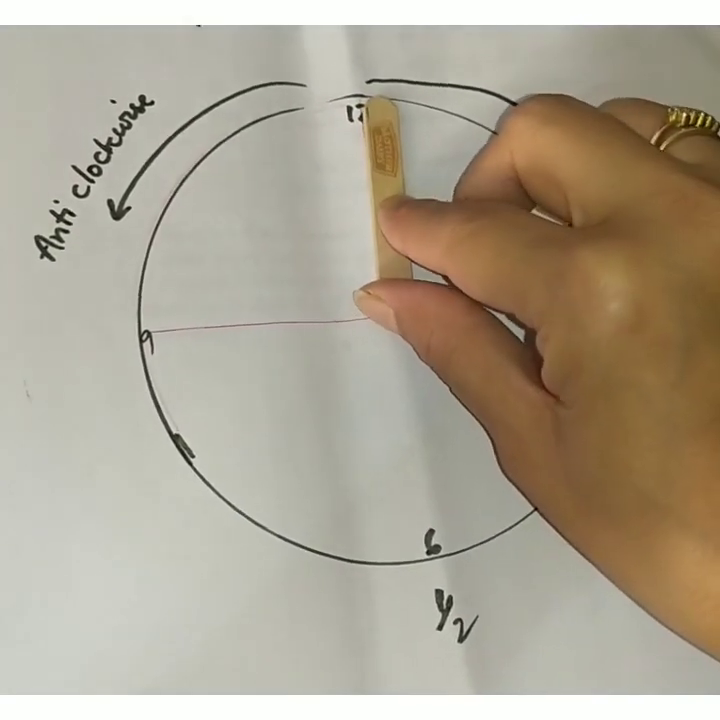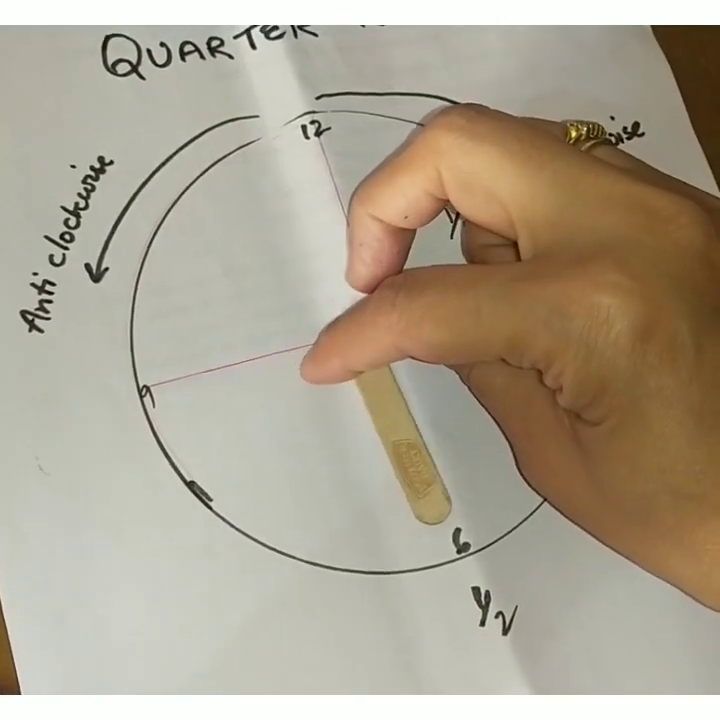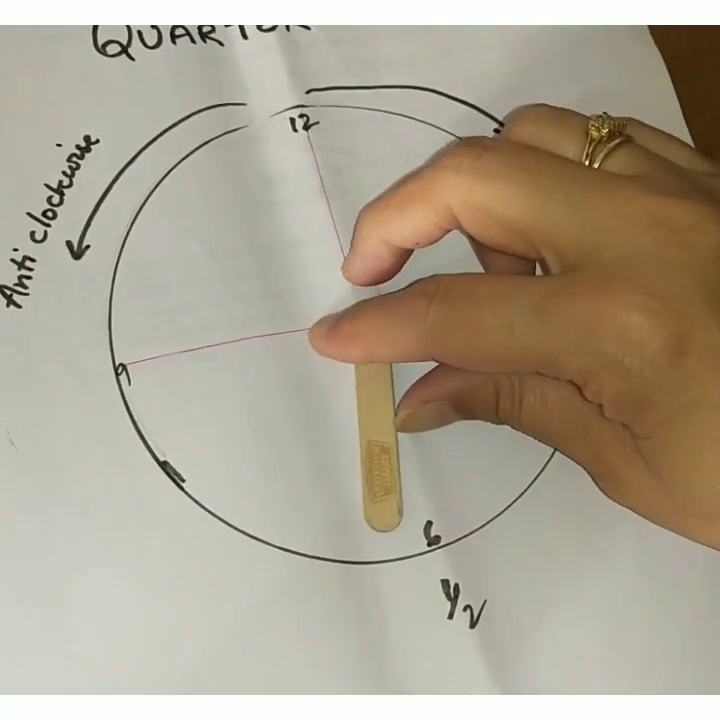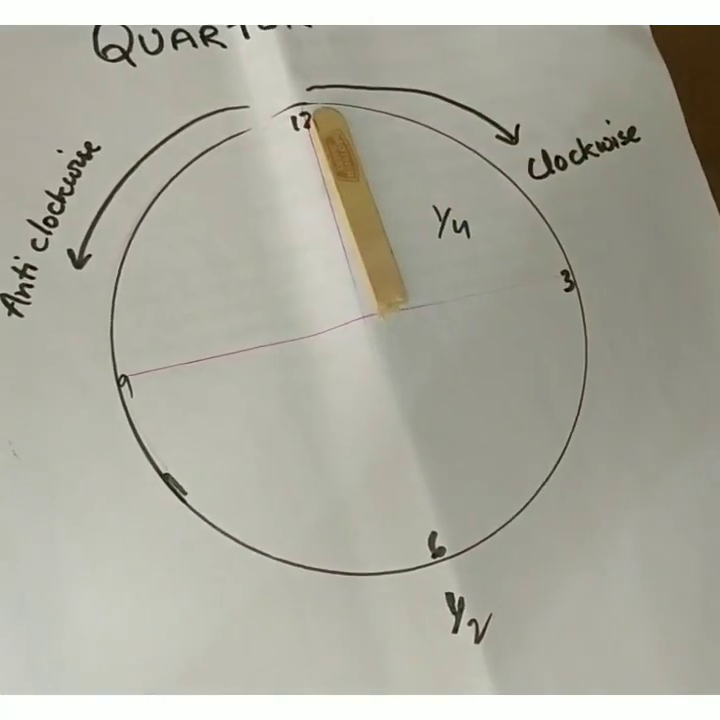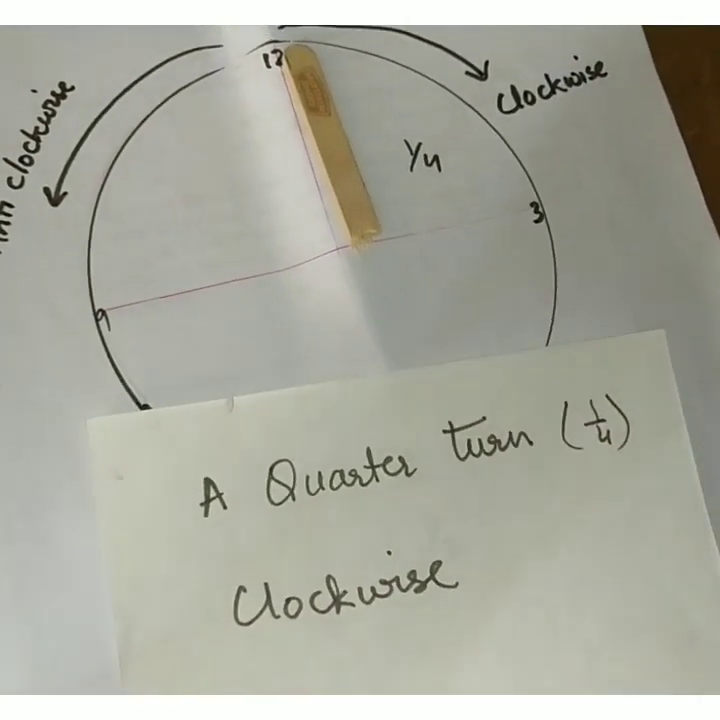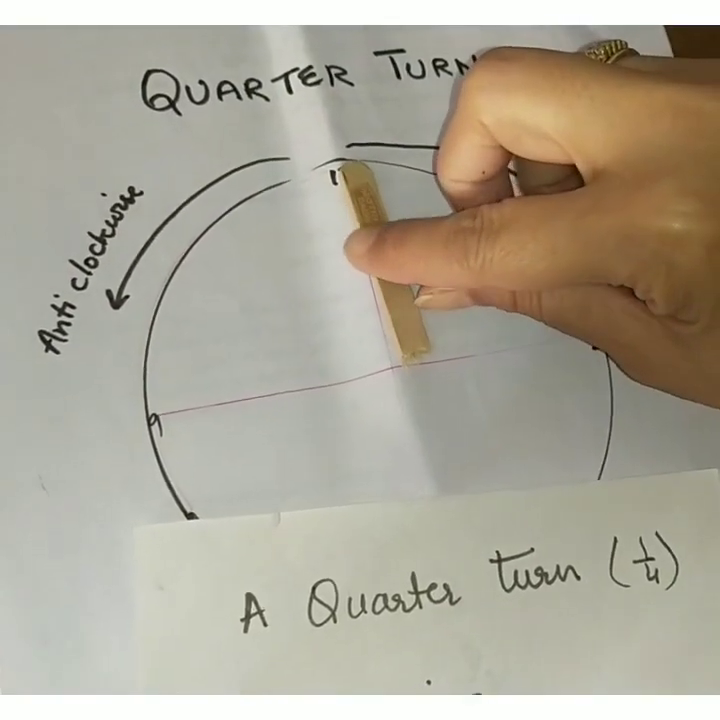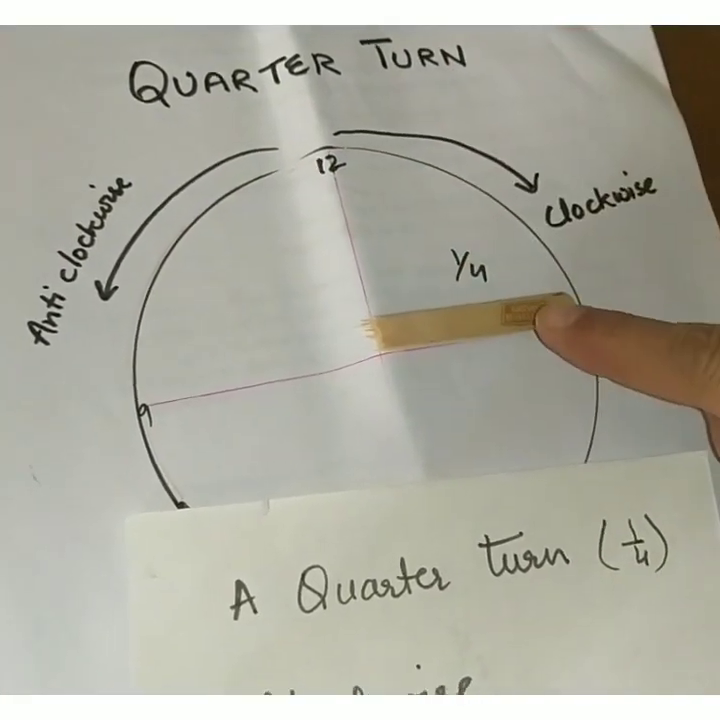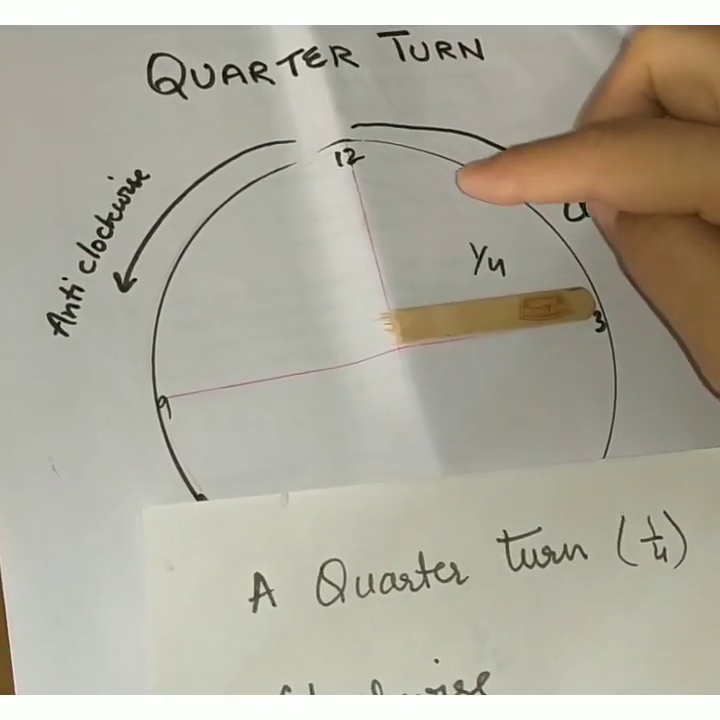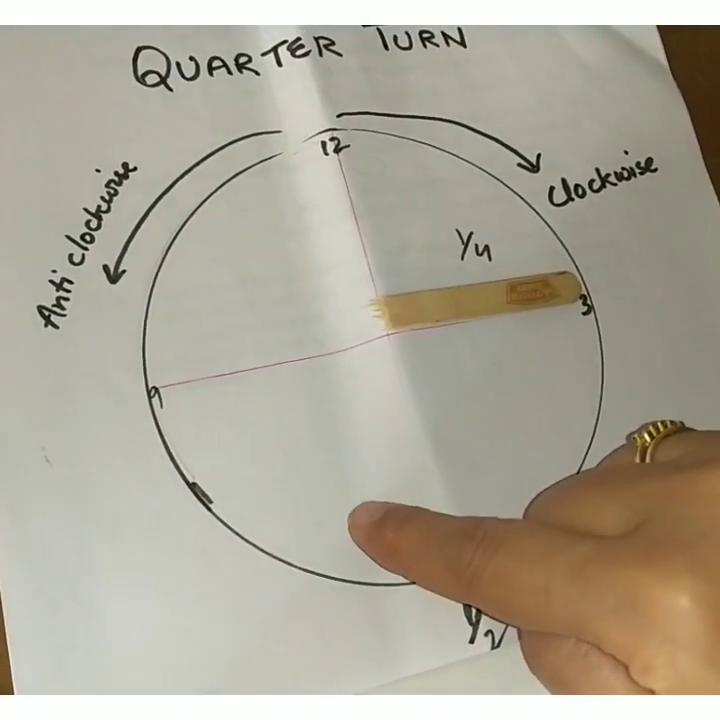Now if I go in the opposite direction like this, it means that I'm moving the arrow in the anti-clockwise direction. Now if I say turn the arrow a quarter turn clockwise, I will move this to here. That means clockwise and it's a 1/4 turn. This will be the first quarter turn, then this will be the second quarter turn, third quarter turn and the fourth quarter turn.